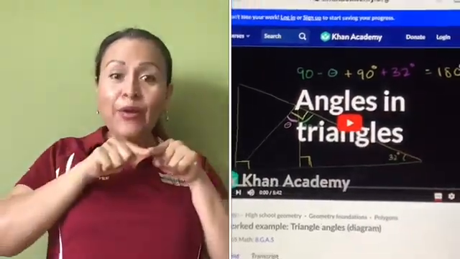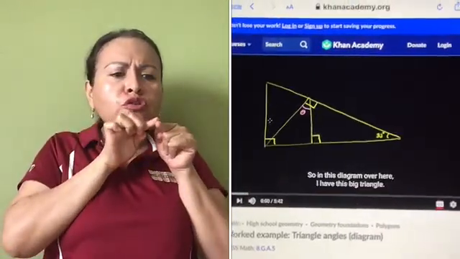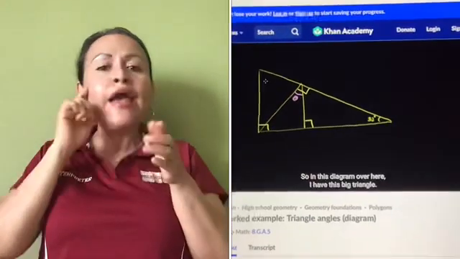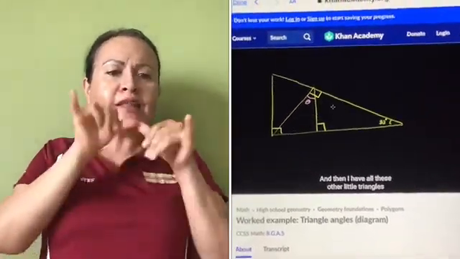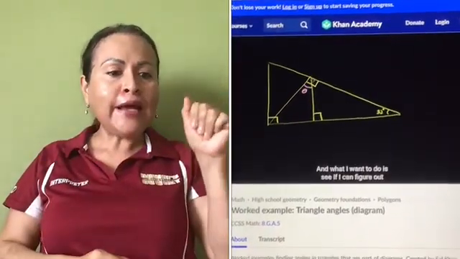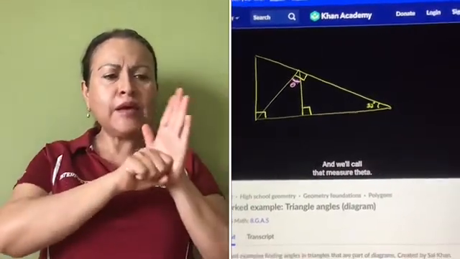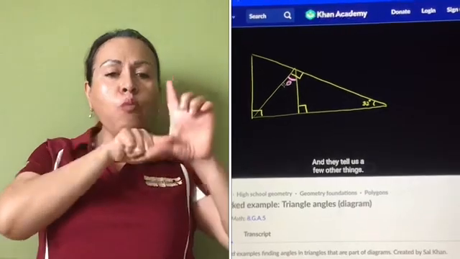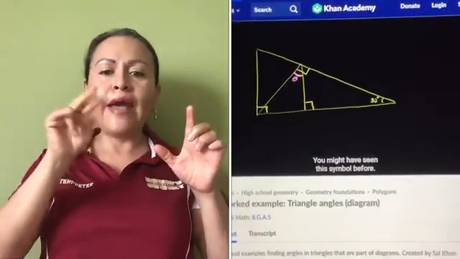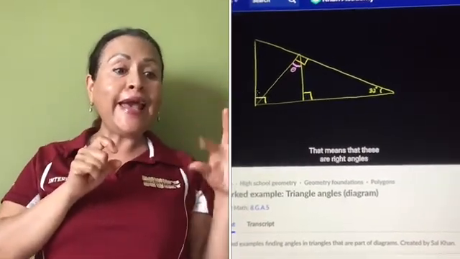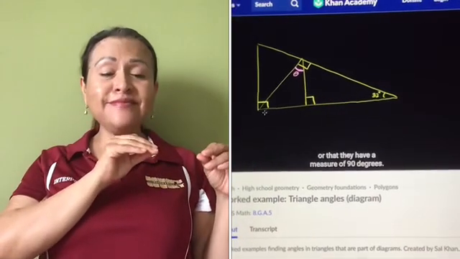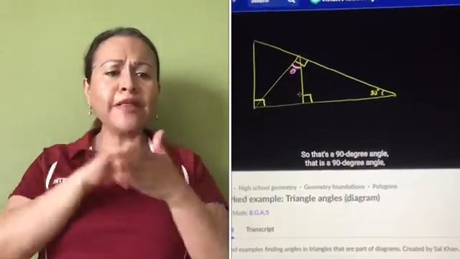Triangles inside of this big triangle, and what I want to do is see if I can figure out the measure of this angle right here, and we'll call that measure theta. And they tell us a few other things. You might have seen this symbol before. That means that these are right angles, or that they have a measure of 90 degrees. So that's a 90-degree angle, that is a 90-degree angle, and that is a 90-degree angle over there. They also tell us that this angle over here is 32 degrees.